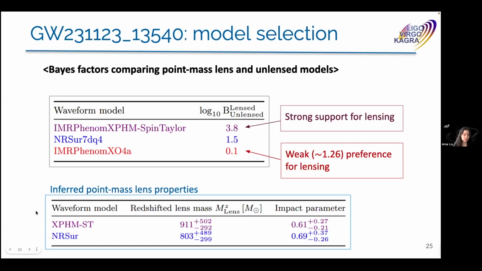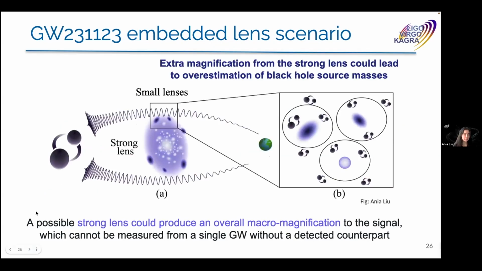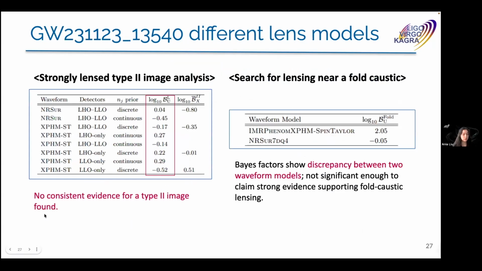However, there is an important caveat. Astrophysical lenses are rarely isolated. A point mass lens could be embedded within a larger structure, such as a galaxy, which would introduce additional macro magnification to the overall signal. If only one strongly lensed image is observed, we cannot disentangle this effect without detecting a counterpart image. So the results shown before assume an isolated point mass lens, which may be an oversimplified scenario. This means we should be cautious when interpreting the astrophysical implications. With this in mind, we also searched for signatures of strong lensing.